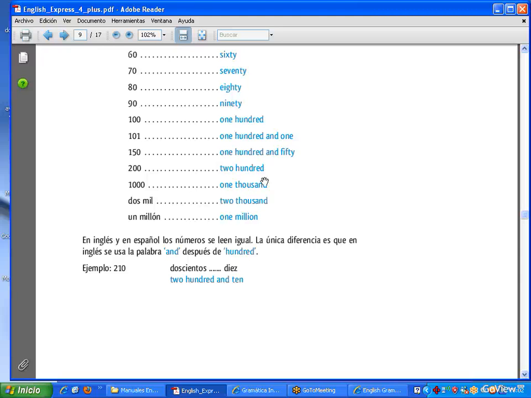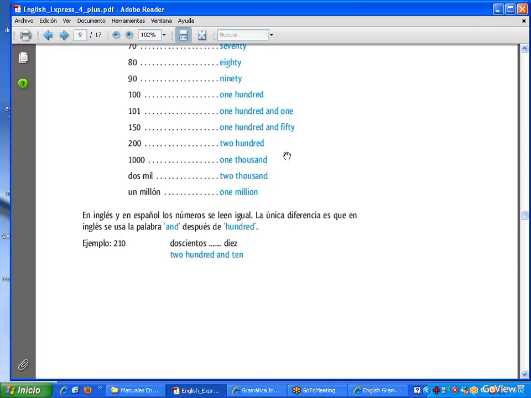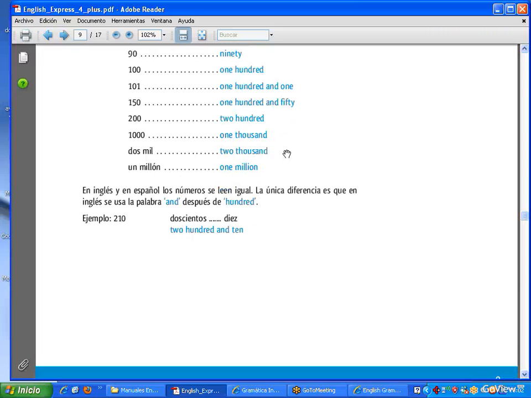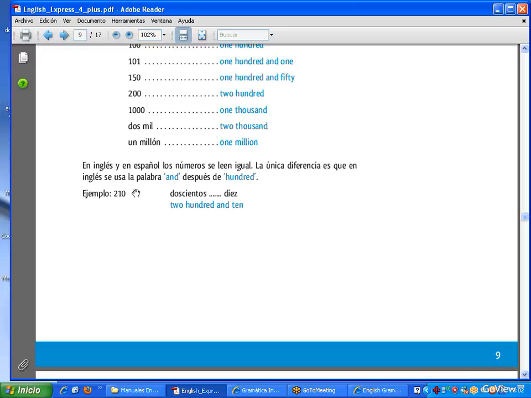1001, 1002, etc. Okay? It says here, the only difference is that in English they use the word and after 100. So 110, 111, 141, for example.